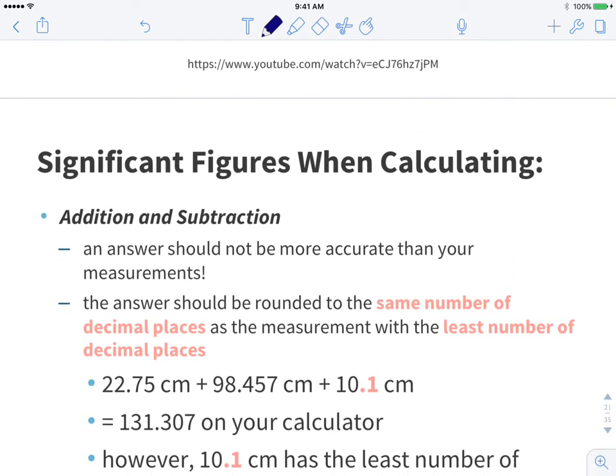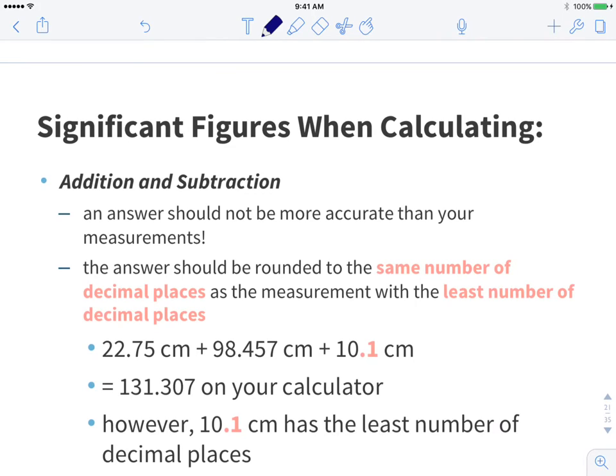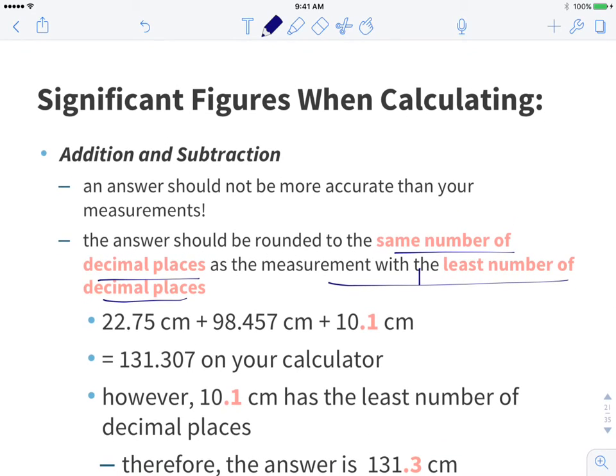Now, after you've done that, hopefully you've gone through and did those. Let's look at what you do when you calculate something. Addition and subtraction. When you add or subtract numbers, you round to the same number of decimal places as the measurement with the least number of decimal places. Well, let's look at this example. I have 2 decimal places. And this one here, I have 3 decimal places. And this one here, I have 1 decimal place.